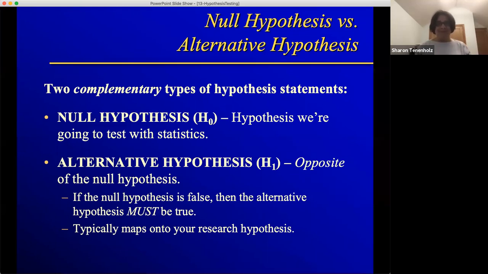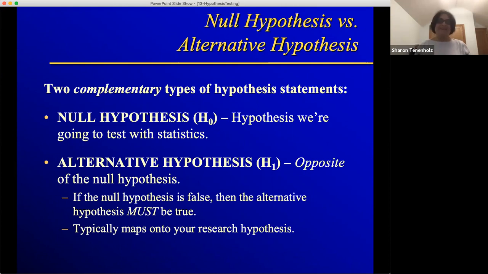So Muriel Bristol in the tea study, she would be the one with the alternative hypothesis. I can tell the difference. I'm going to get every single cup correct, or at least many of them. Okay. So again, they're set up in a complementary manner. So one or the other must be true.